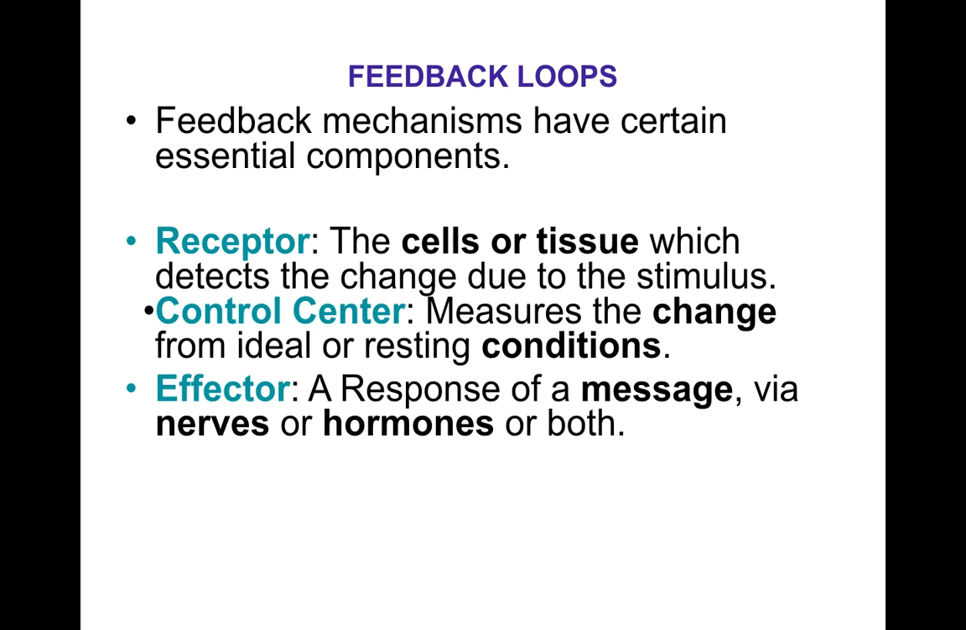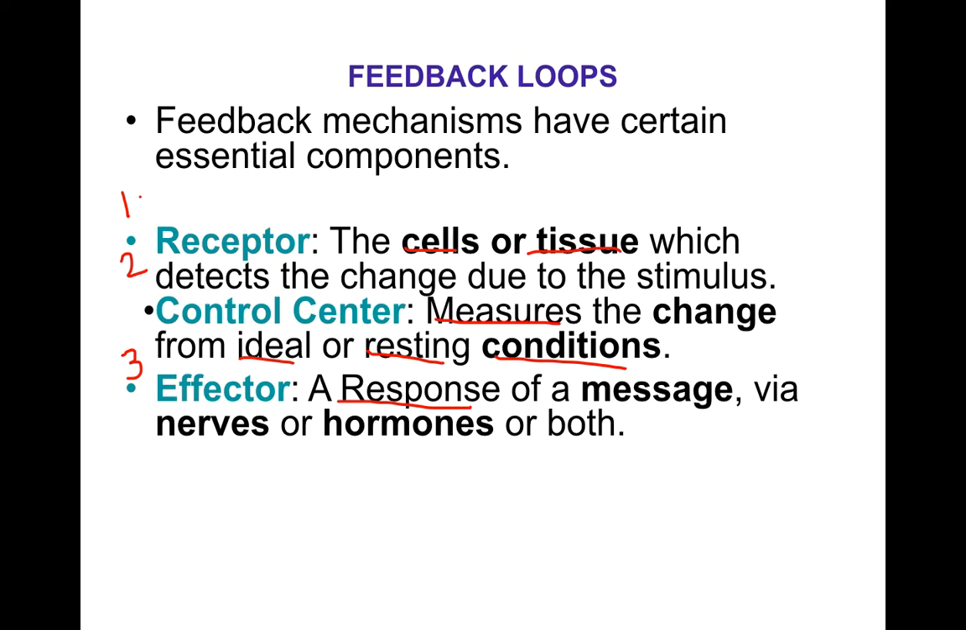So feedback mechanisms have certain essential components. They have three things: 1, the receptor; 2, the control center; and 3, the effector. The receptor are the cells or tissues which detect the change due to the stimulus. The control center measures the change from ideal or resting conditions, and it takes this data and says, well, how far is it from our normal conditions? And then the effector is a response of a message via nerves or hormones or both. So it's like the receptor is, hey, there's something that's happening here.